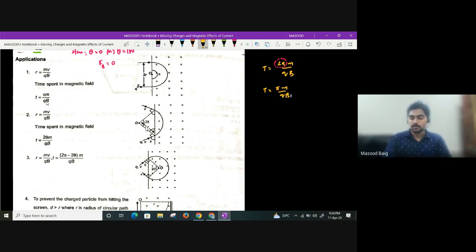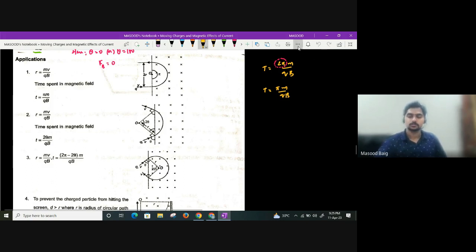Similarly, if it is entering by making an angle theta with vertical, again it will leave by making an angle theta only with respect to vertical. Let us say if it is making an angle theta with horizontal, again it will leave by making an angle theta with horizontal only. In all these cases, radius will be mv divided by qB itself, guys. Depending on how much angle they are subtending at the center, their time periods are going to change. Clear, all of you?